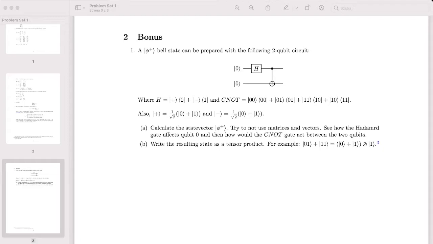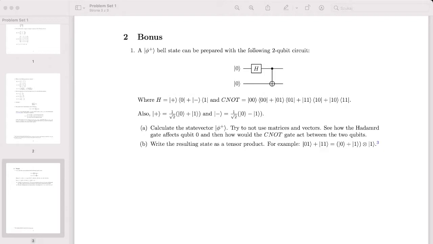This is the first problem where we have any quantum gates. This is the Hadamard gate and CNOT gate, which are given here as quantum operators with plus and minus states and 0 and 1 from the computational basis. So they are defined by what they do to the basis vectors from the computational basis, right?